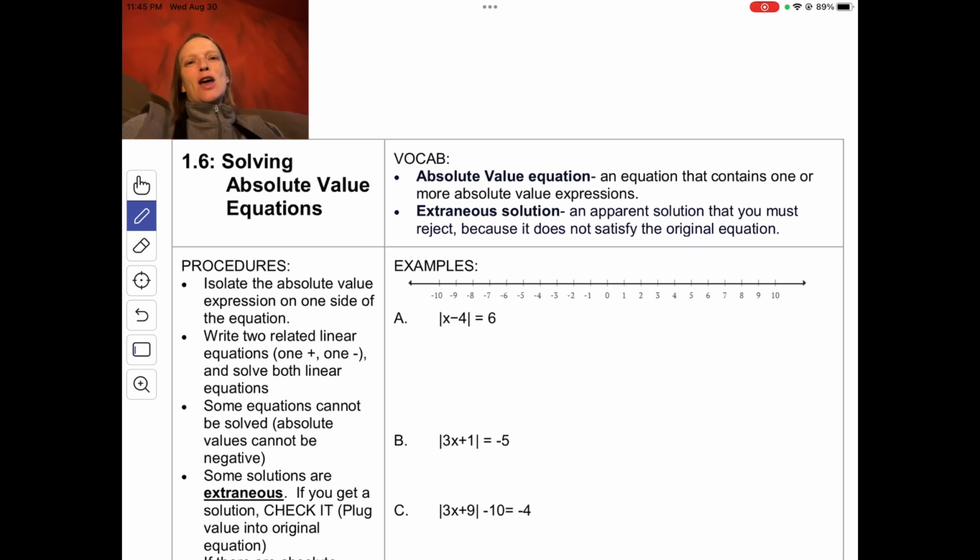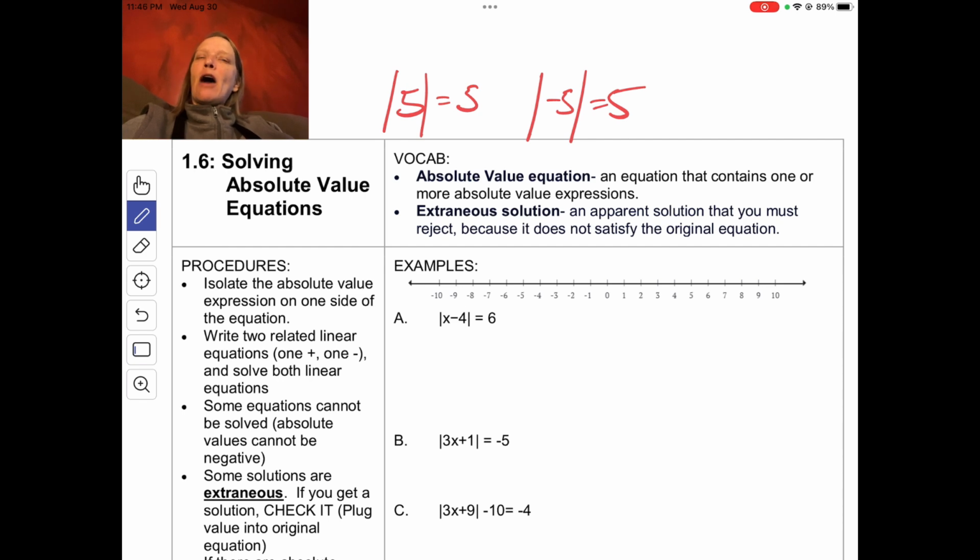Hi folks. In this section, we're going to be looking at solving absolute value equations. Now, absolute values, which you may remember from middle school, basically means you kind of ignore the negative sign. The absolute value of 5 is 5, but the absolute value of negative 5 is also 5.